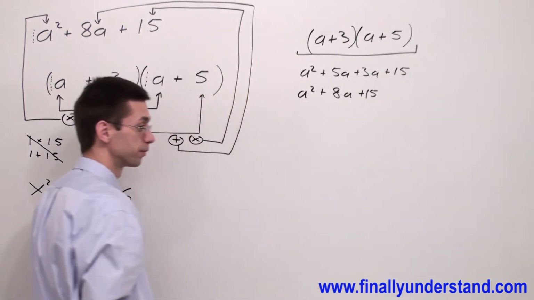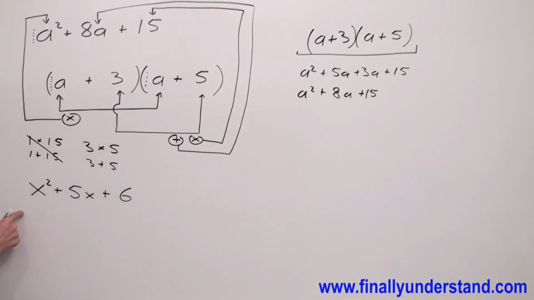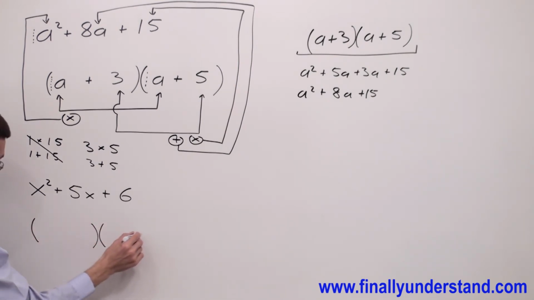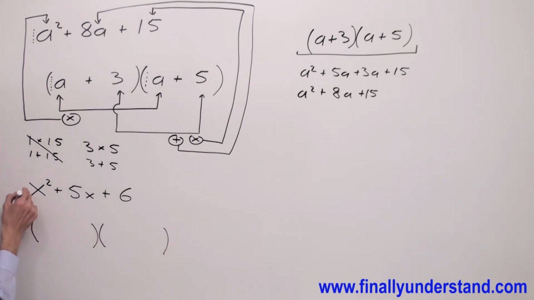Let's take a look at this example. Again, we have to write the parentheses first. Look at the leading coefficient. The leading coefficient is an invisible 1. That's why I'm going to write simply x as the leading term of my binomials. Why? Because the product of these two terms is supposed to give me the first term of my trinomial. X times x gives me x squared.